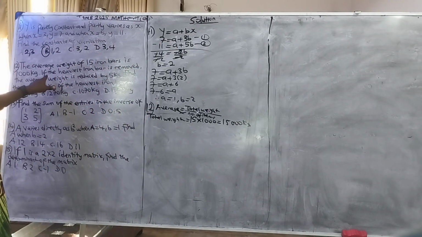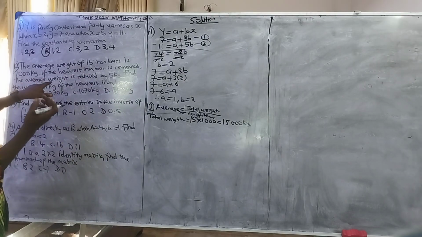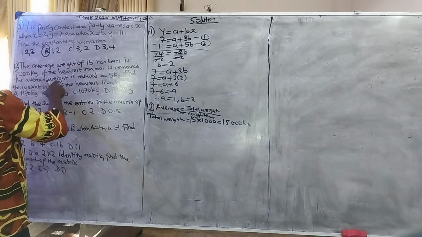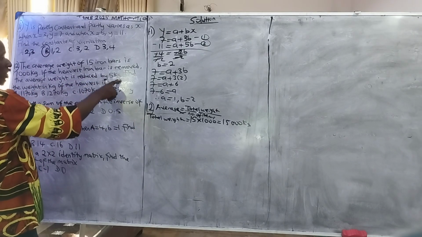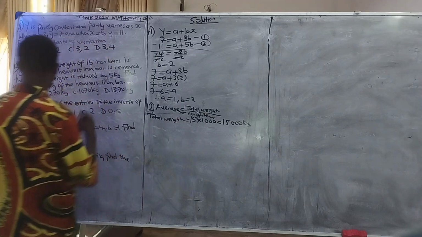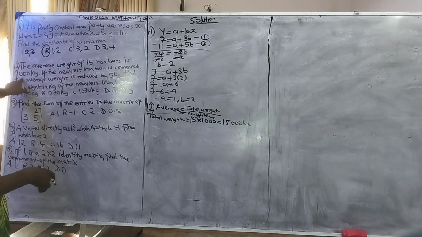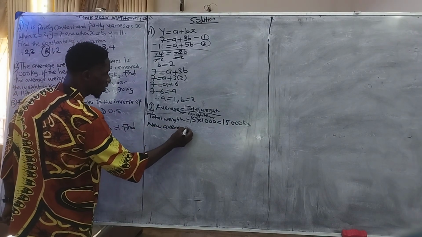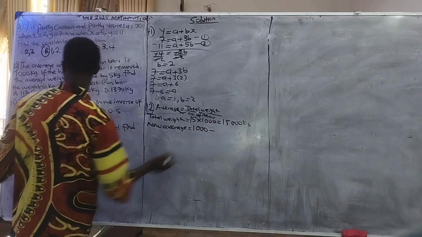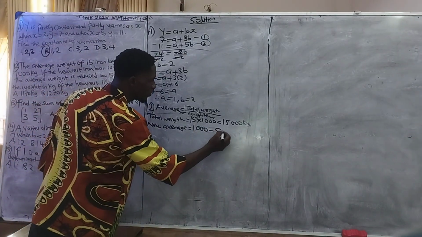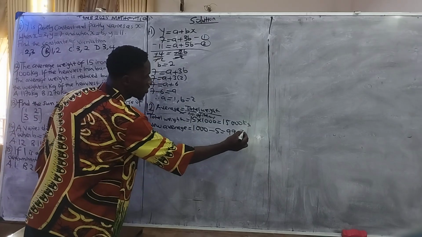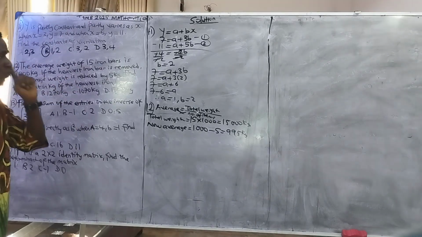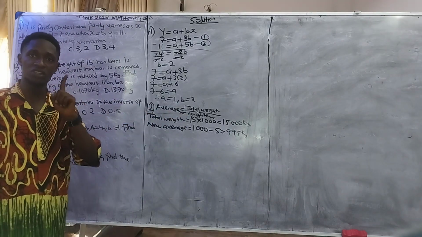Then if the heaviest iron bar is removed, the average weight is reduced by 5 kg. Remember that the average is 1000. So the new average is equal to 1000 minus 5, which gives you 995. So this is the new average. Then one is removed, which means that we have 14 iron bars remaining.